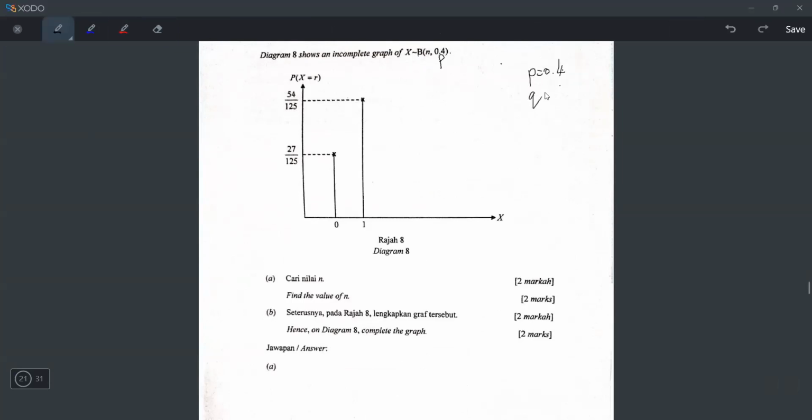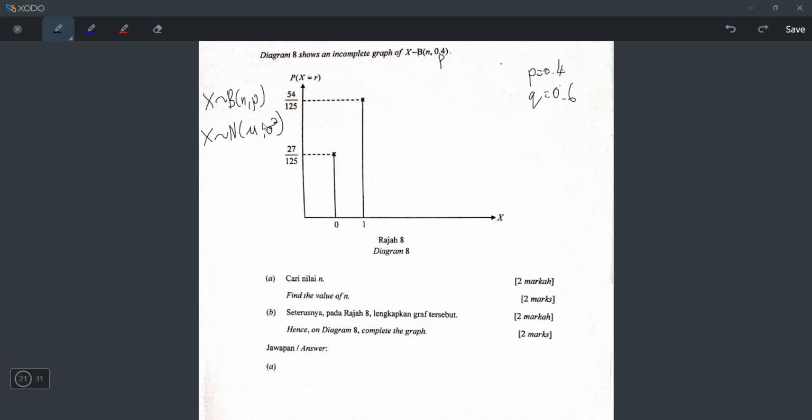I want to tell you something extra here. If they give you X ~ B, they will give you n and p. But if they write X ~ N and then write values here, this will be the mean and this will be the variance, not standard deviation. All right, if they write N there. Okay, let's move on.